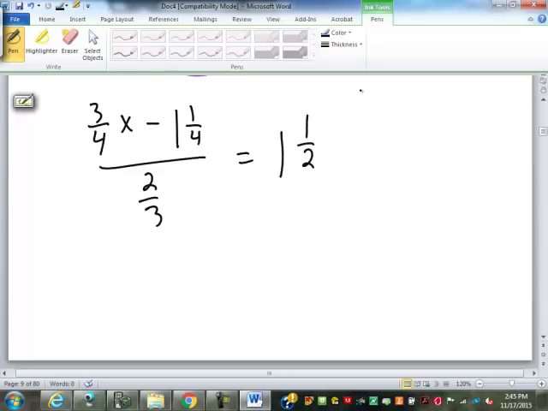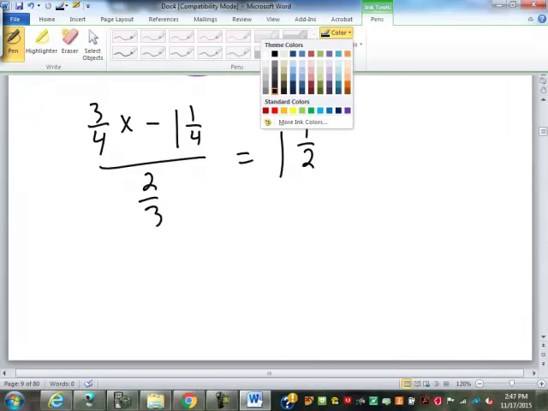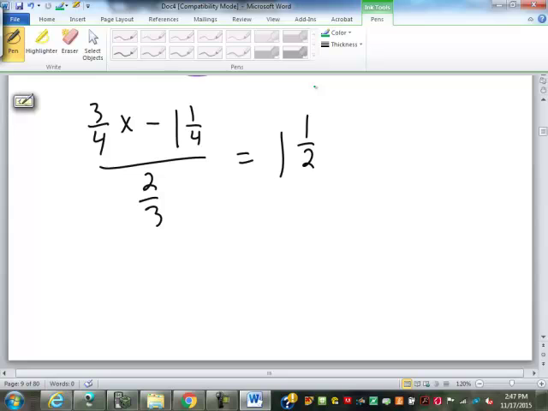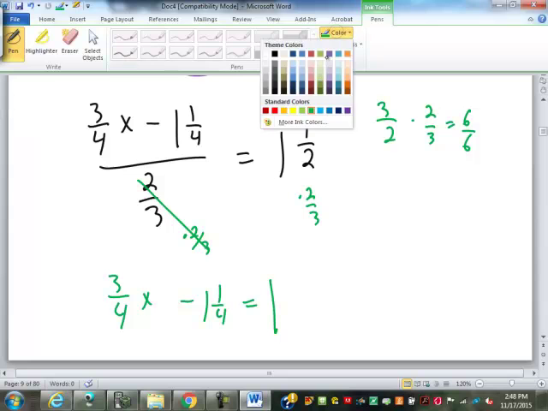How about this one? Give that one a shot. See what happens. Okay, so our first step, you'll see here, is just a little bit off. Our first step is to multiply by 2/3. That's gone. Multiply by 2/3 over here. So 3/4 x minus 1 1/4. So 1 1/2 is 3 halves times 2/3, which is 6 over 6 or 1.